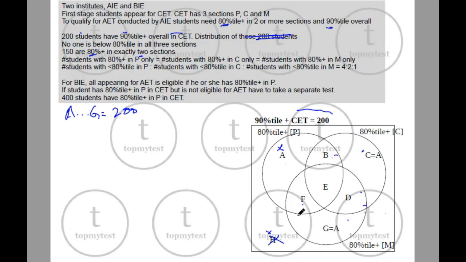So B, D and F will be 150. Okay. Number of people with 80 percentile in physics only is same as number of students with 80 percentile in chemistry only, which is same as number of students with 80 percentile in maths only. So A, C and G, they are all equal. So I've equalized them as A.